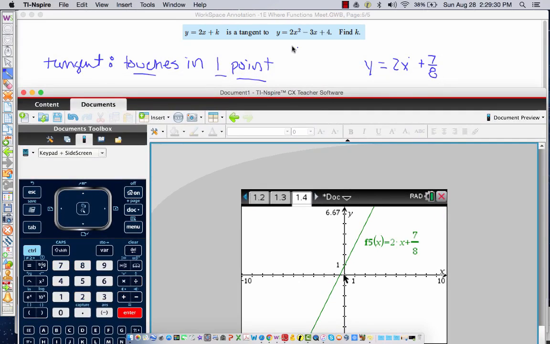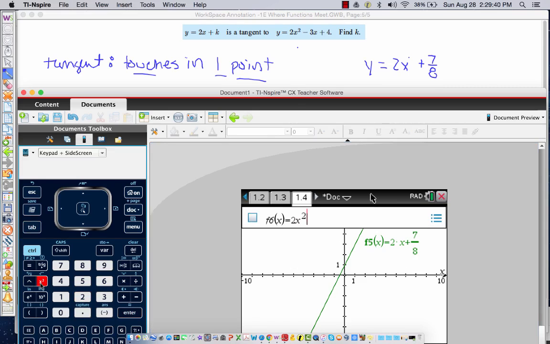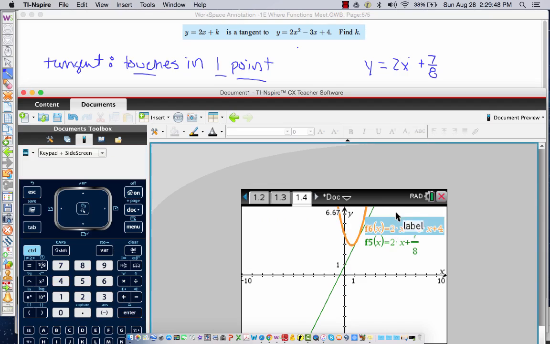Bam. And with this equal to 7/8, it's tangent to 2x squared minus 3x plus 4. Let's have a look. And there, that's a nice little picture. A little thick. I'll move this out of the way. Okay, move it over here. And it's tangent right there.